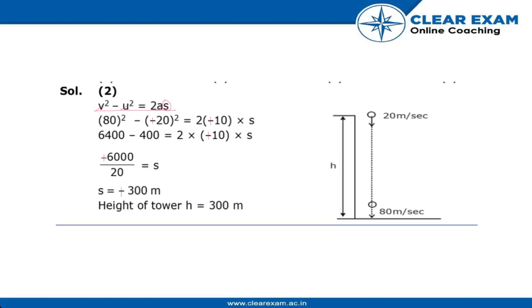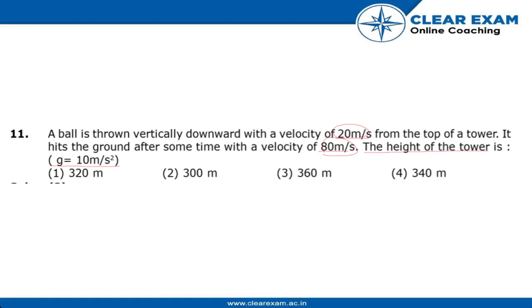So 80 square minus 20 square is equal to 2 into 10 into s. After squaring, we get 6400 minus 400 is equal to 20s, or s is equal to 6000 upon 20, which turns out to be 300 meters. So the height of the tower is 300 meters, and the correct answer is option 2.